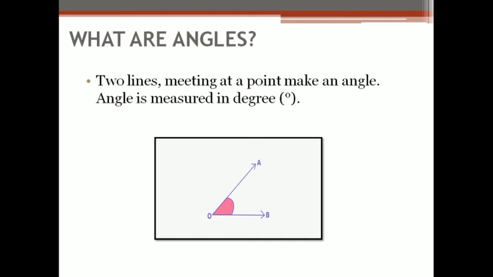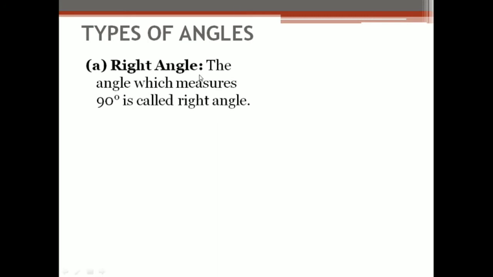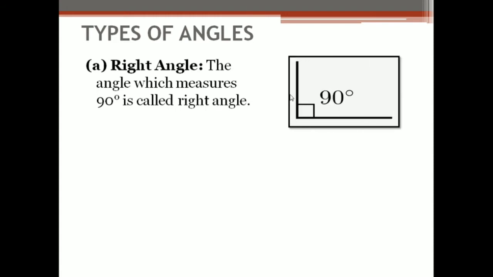Let's see what the types of angles are. First, right angle. The angle which measures 90 degrees is called a right angle. Now see the figure. What was the definition of an angle? When two lines, this is the first line, this is the second line, meet at a point, they make an angle. So a right angle is when the angle measures 90 degrees.